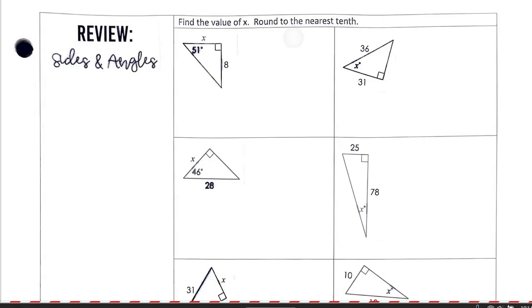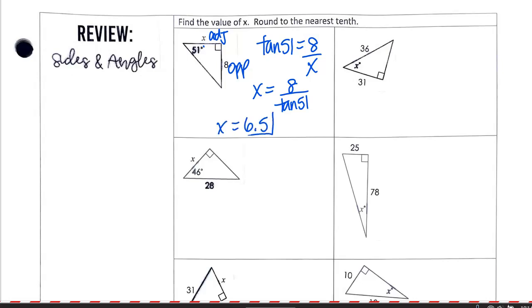We're going to take our information. We see we are given an angle, and we're given a side opposite that angle, and we're given the side adjacent to that angle, which means we're going to use tangent. So tangent of 51 degrees is equal to opposite over adjacent. And now we solve for x. So x is equal to 8 over the tangent of 51. We plug that into our calculator, and we get x equals 6.5.